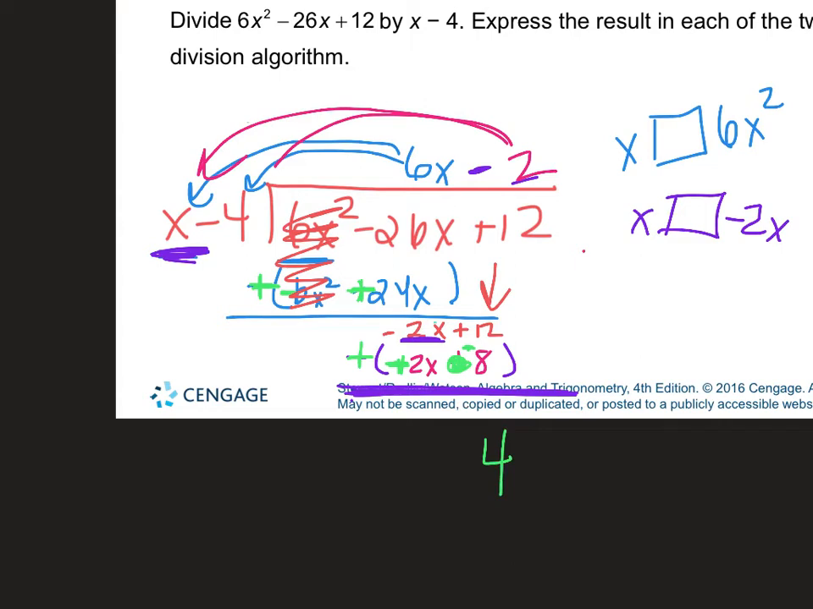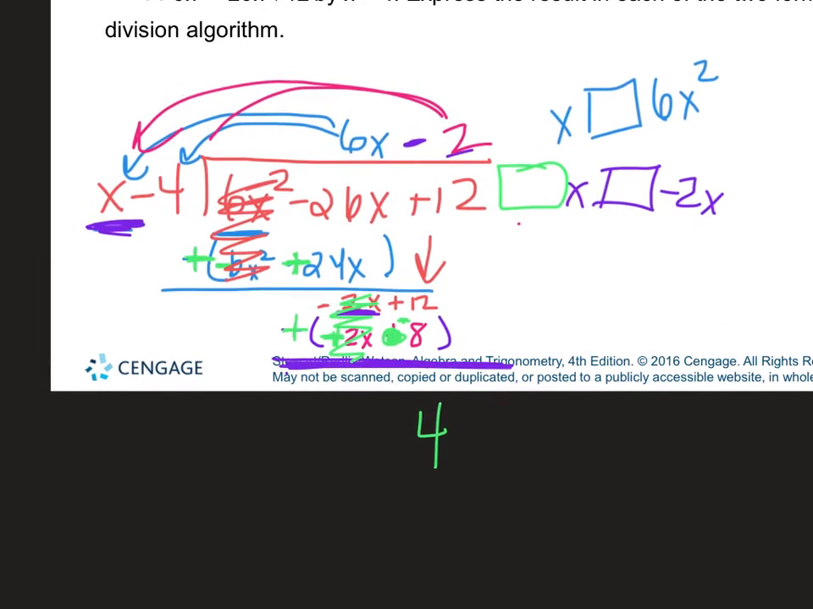What happens to my 2x's? They cancel out. Do I have anything left over here to bring down? No. So 4 is my what? My remainder, my leftover. Remainder. So I would say 6x minus 2. Is that a positive 4 or negative 4? It's positive, so I'd say plus 4 over, what do we divide by? x minus 4. And then that's it.